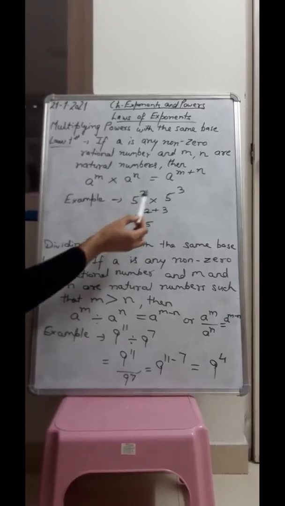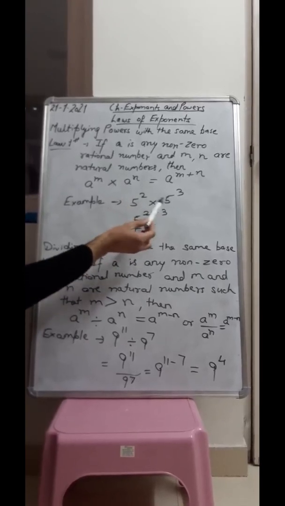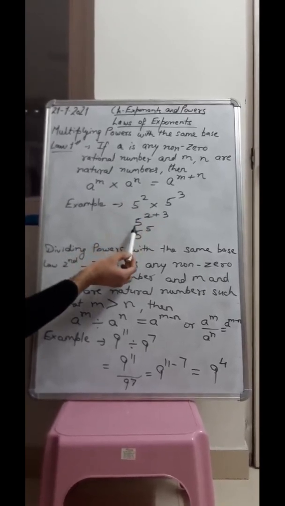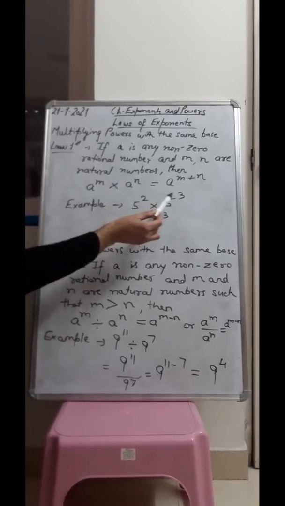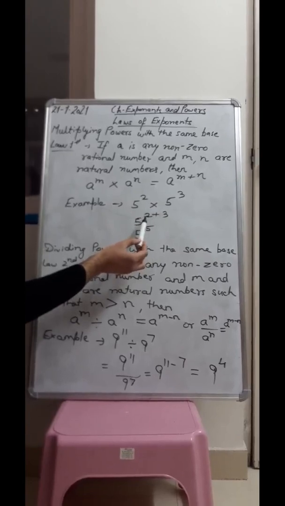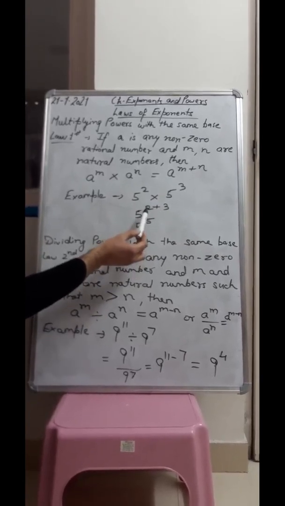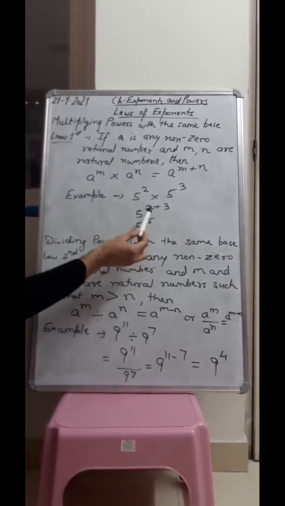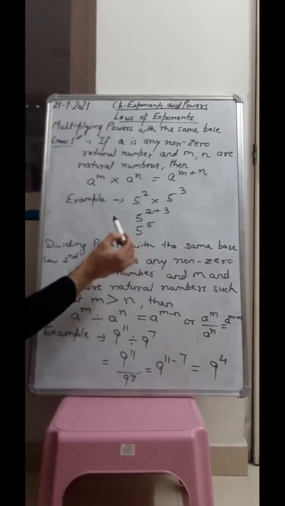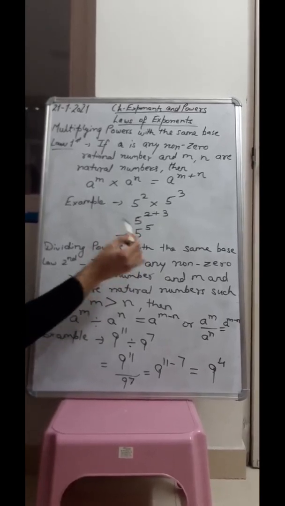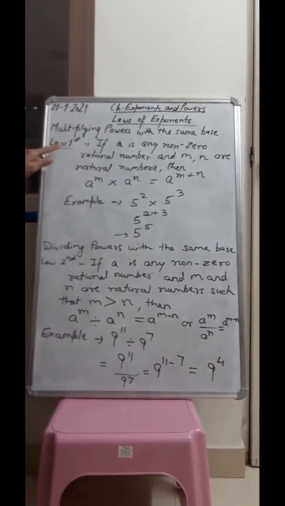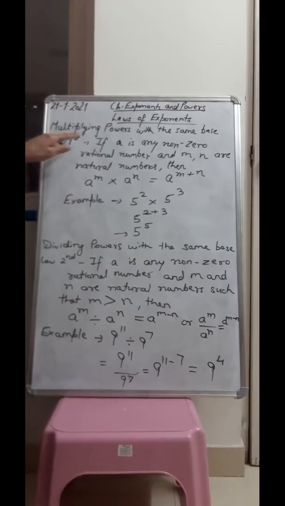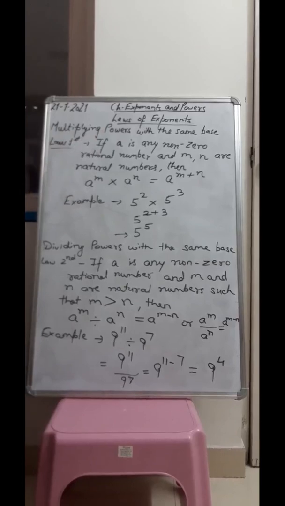For example, 5 raised to power 2 multiplied by 5 raised to power 3. Here we can see the base is 5. That means the base is the same. The base will remain 5 only, and in multiplication the powers get added. So it will give us 5 raised to power 5, since 2 plus 3 gives you 5. When you solve it, you will get 5 raised to power 5. So this is your rule 1 of multiplying powers with the same base.